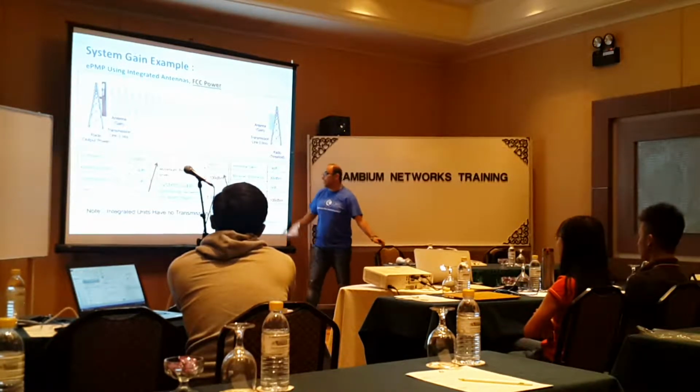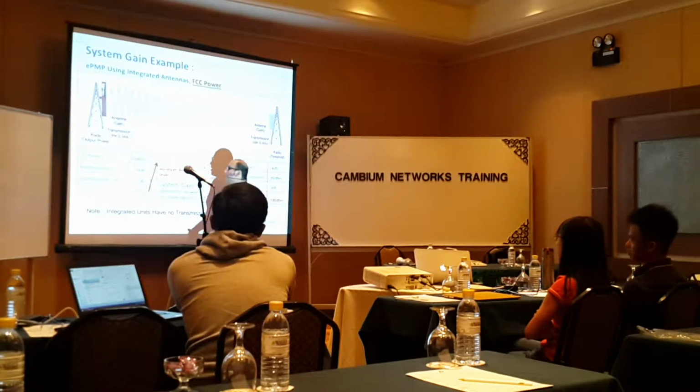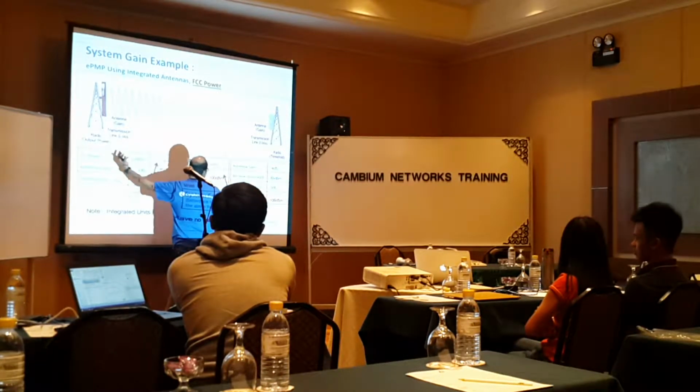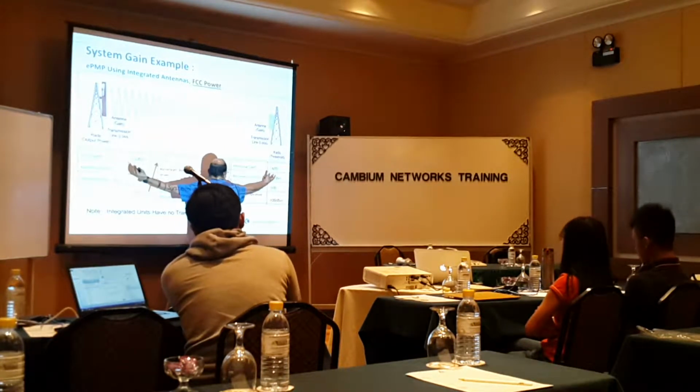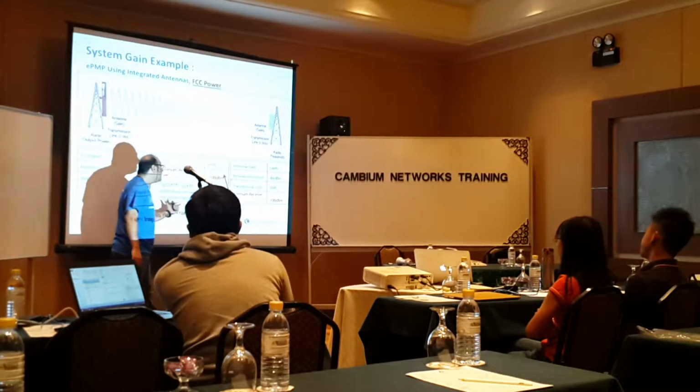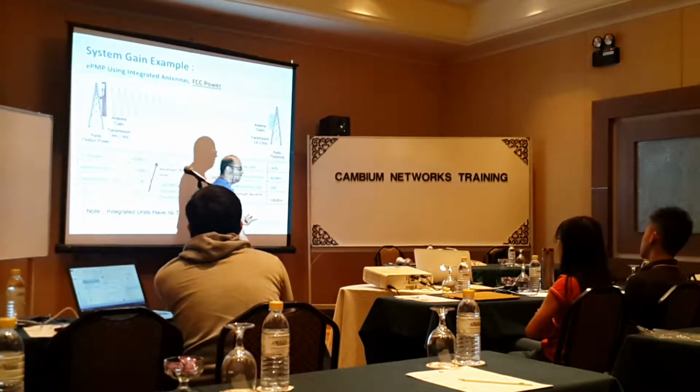Now, system gain is the ratio between the transmitter EIRP and the minimum received level. This is what we call link budget or system gain.